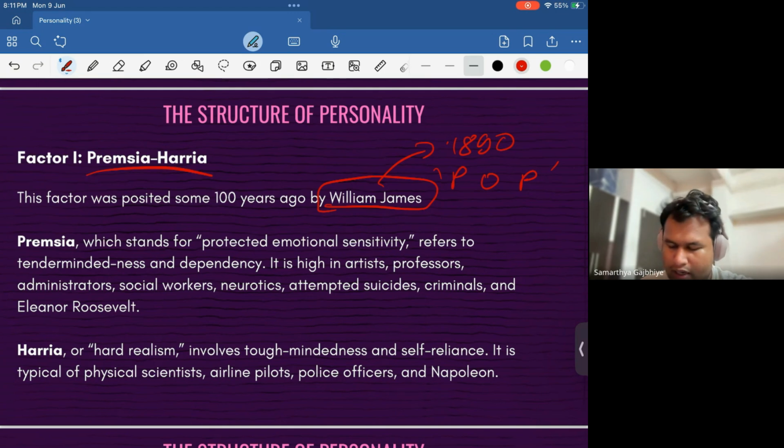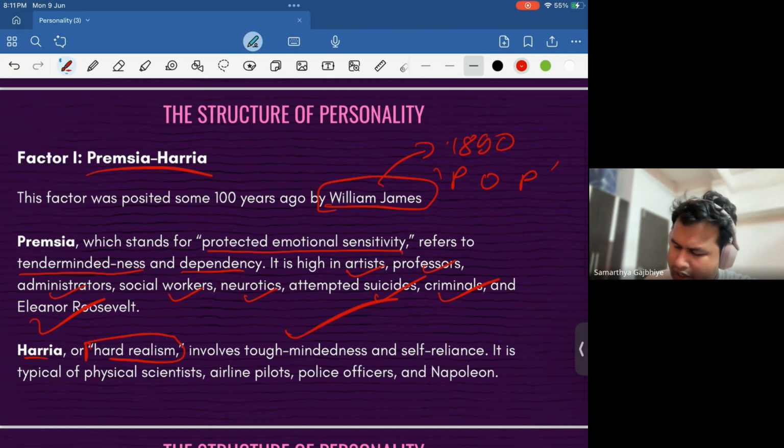Premsia and Harria. Premsia is protected emotional sensitivity, refers to tender-mindedness and dependency. High in artists, professors, administrators, social workers, neurotics, criminals, and attempted suicides. Harria is hard realism, involves tough-mindedness and self-reliance. Physical scientists, pilots, police officers, and Napoleon.